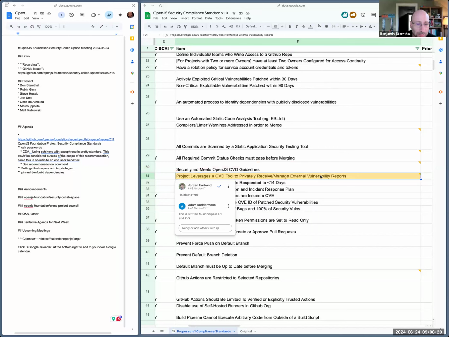Article leverages CVD tool to privately receive and manage external vulnerability reports.